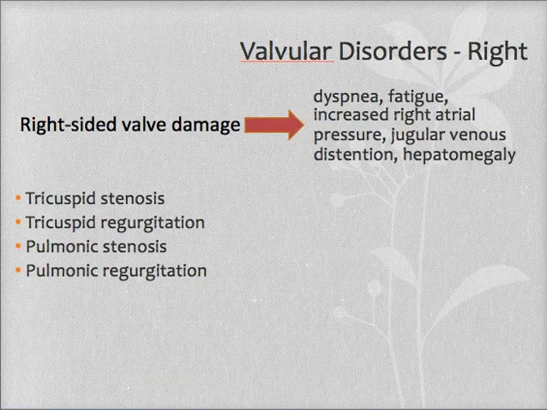Now, on the right side of the heart, we have tricuspid and pulmonic valves. So these, again, dyspnea and fatigue, but we have increased atrial pressures, and JVD and hepatomegaly are common symptoms with these valve disorders. And again, same concept. Tricuspid stenosis means the tricuspid valve gets narrowed, and the regurgitation is allowing the backflow of blood.